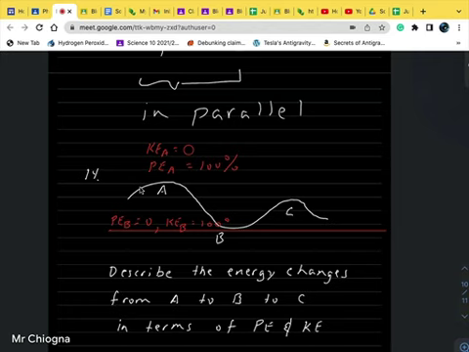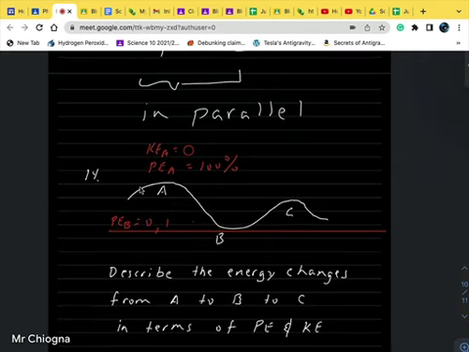I need more room. No, it doesn't work. I'll rewrite it. 100%. So what's happening? How would you describe that? What's happening to the kinetic and potential energy as you go from A to B? What's happening to your potential as you go from A to B? Going down, yeah, decreases. What about your kinetic as you go from A to B? Increases, yeah. So, as I've said before, as your potential goes down, your kinetic goes up by the same amount.